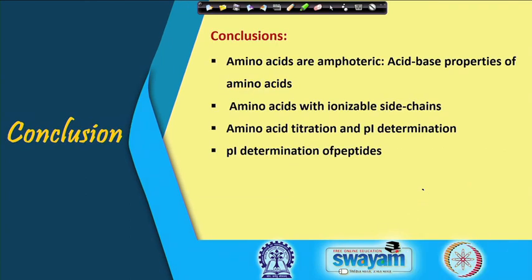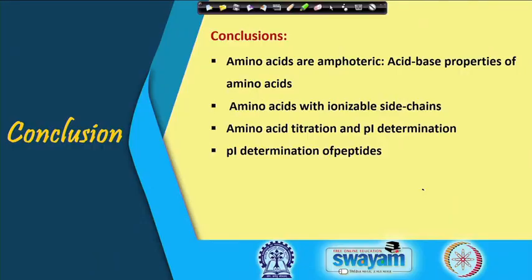So, what we learned is how amino acids are amphoteric in nature, the acid base properties, the amino acids with ionizable side chains, and how we can actually determine the pI of the different peptides and further on for proteins.